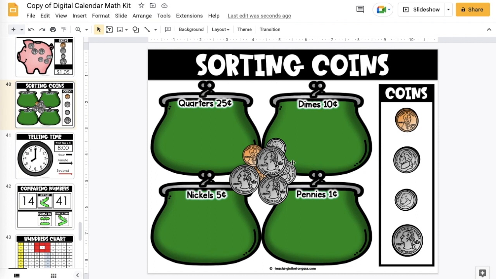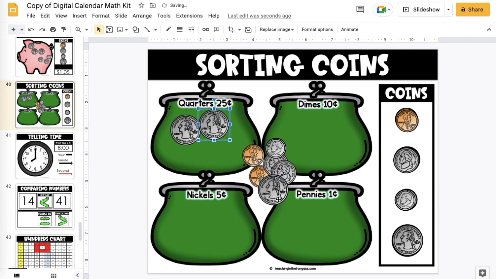Looks like I made a mess and I spilled some coins again, so let's go ahead and put these back where they need to go in the correct coin purse. This is a quarter, so we can move all of our quarters that are 25 cents over to the quarter coin purse. Moving all of these larger ones, those are my quarters.